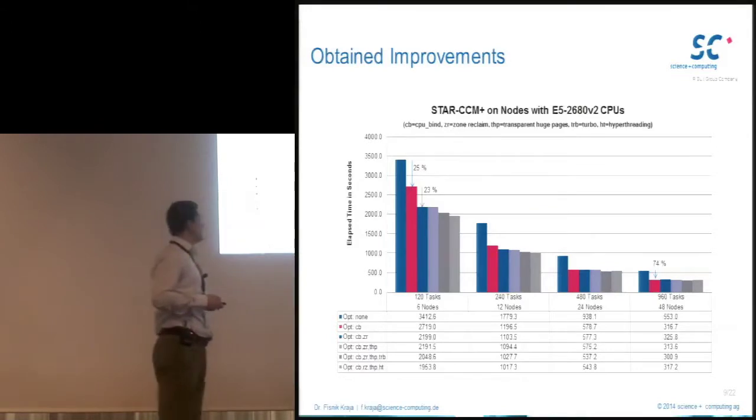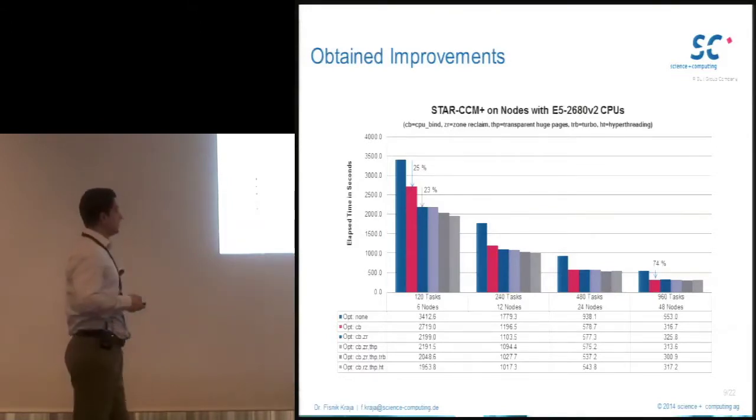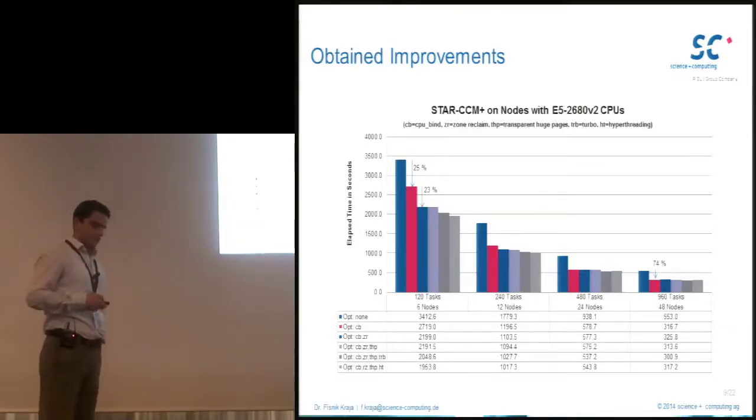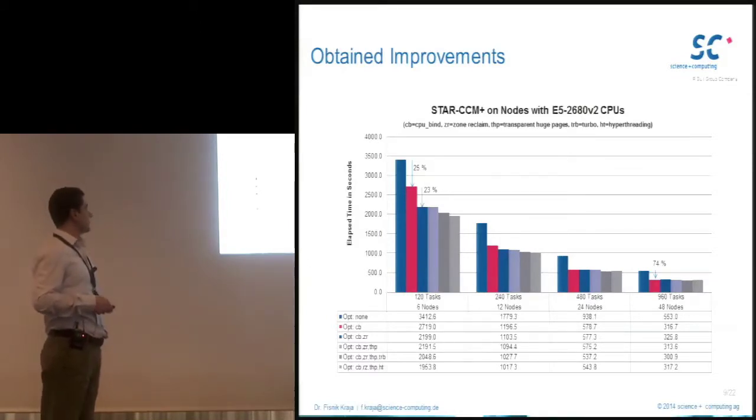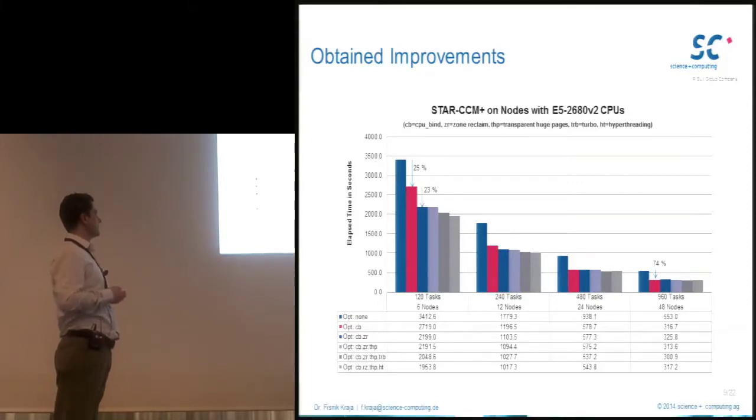Let's see the performance improvements that we got when we applied these optimizations one by one. Let's start with the results on 6 nodes with 20 tasks per node. We can see that from CPU binding we got a performance improvement of 25%, and when enabling zone reclaim we got 23% in comparison to the last result.